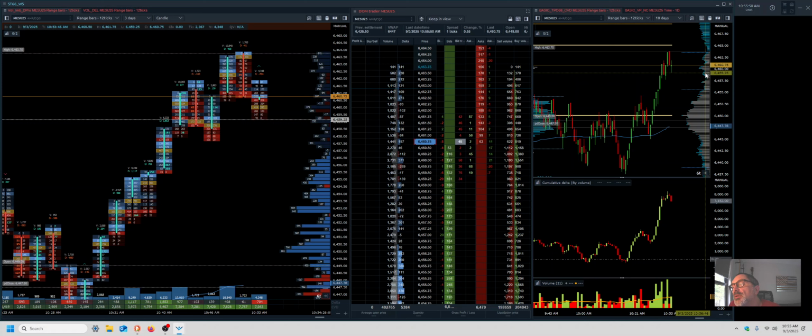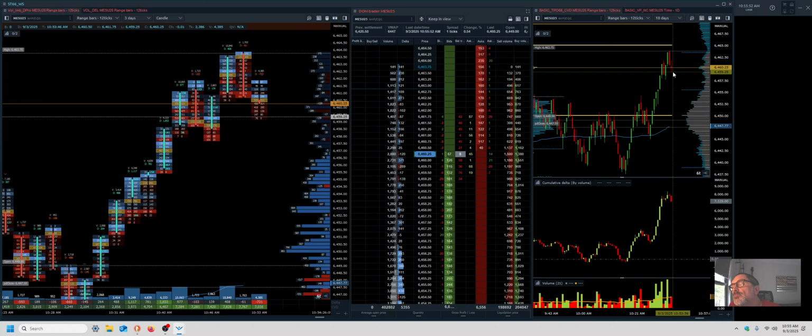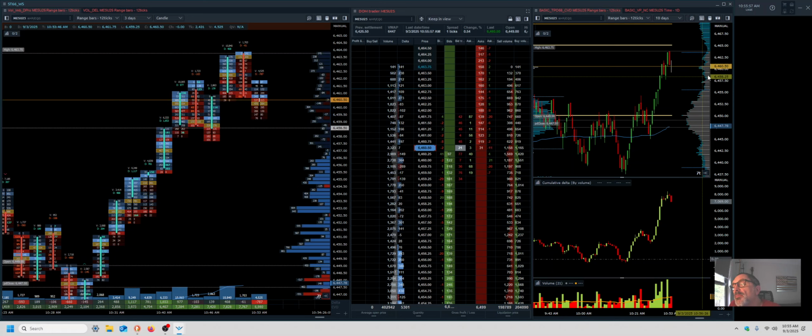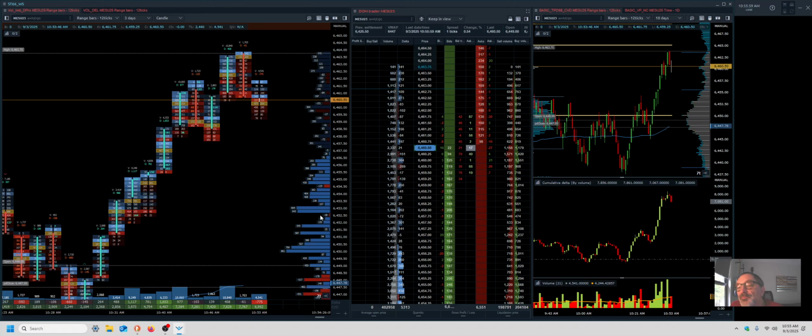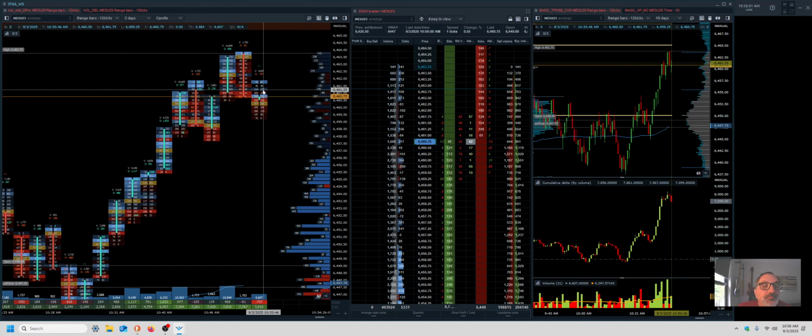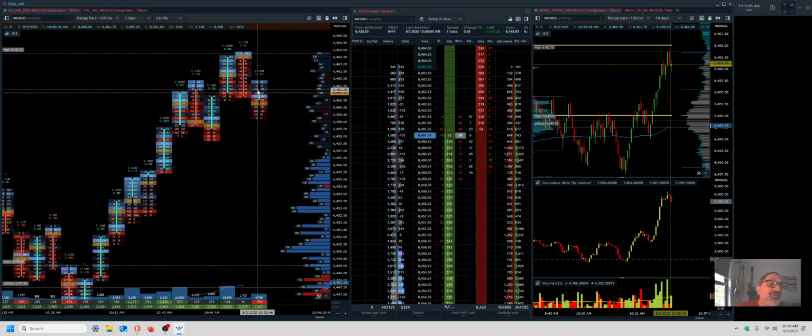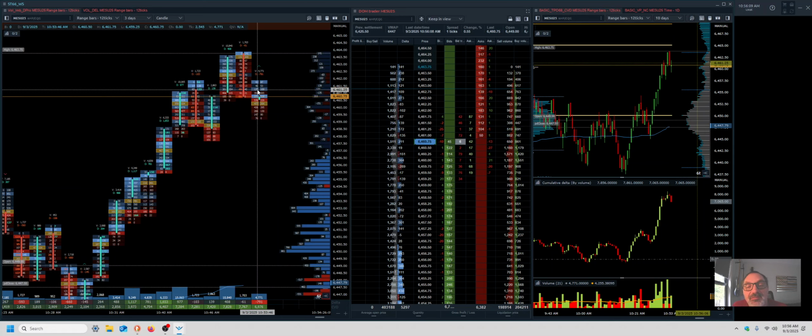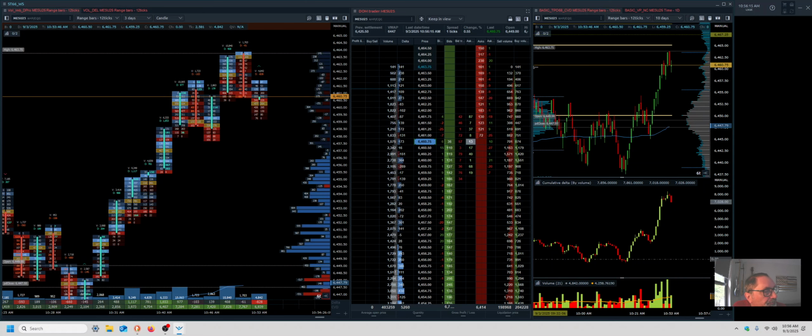Next move down could be right here, which is at the low here. Not enough meat on the bone to take this trade. The high of the day, well, actually the high period, is 64, 63.75. I don't even know if I'm recording. So hopefully I am.